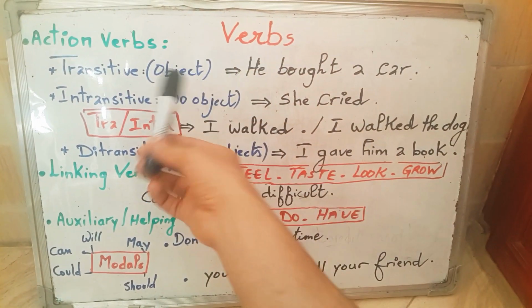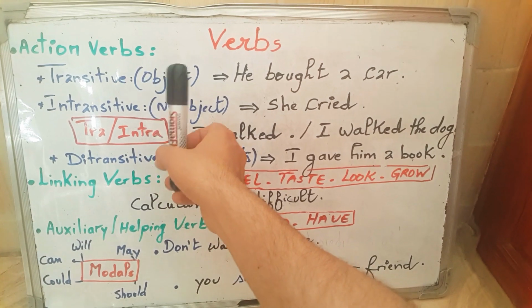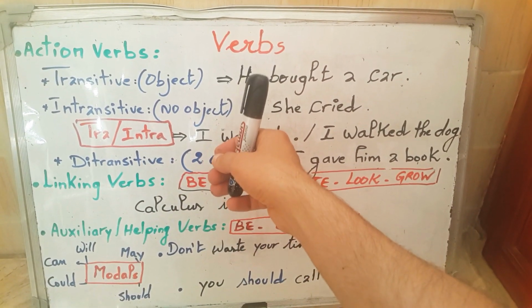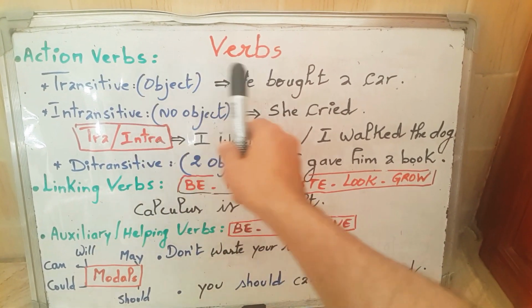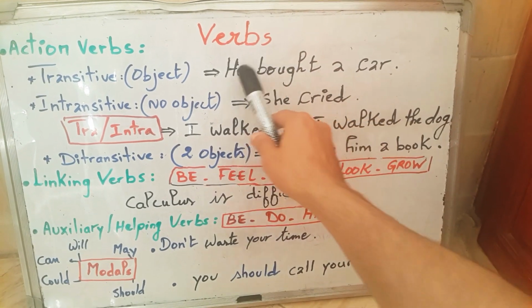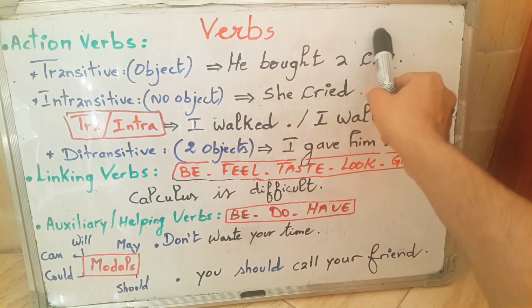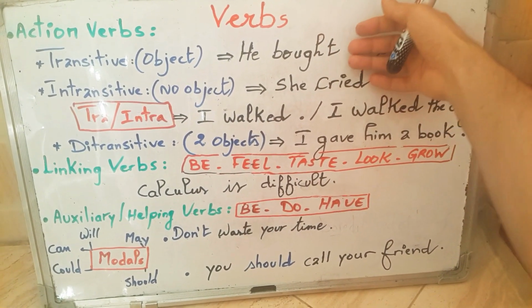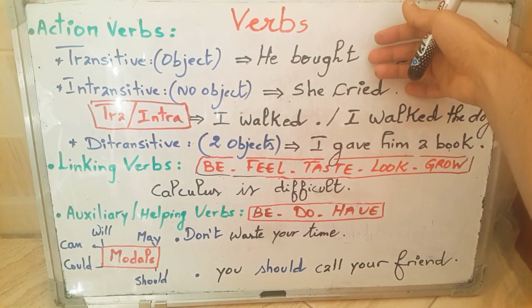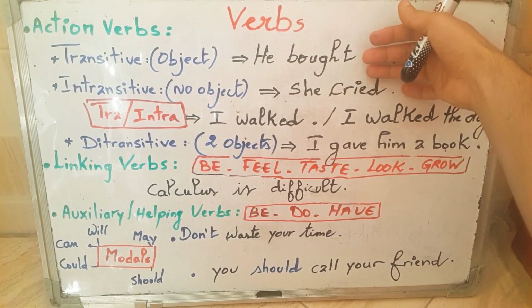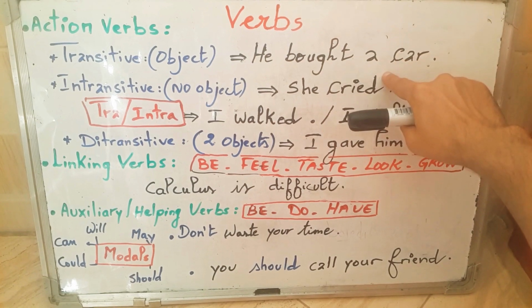Within the action verbs, we have transitive verbs that have an object. Example, the verb buy is a transitive verb. He bought a car. Subject, verb, object. Okay? So you just can't say he bought, full stop. That's incorrect. It needs an object.